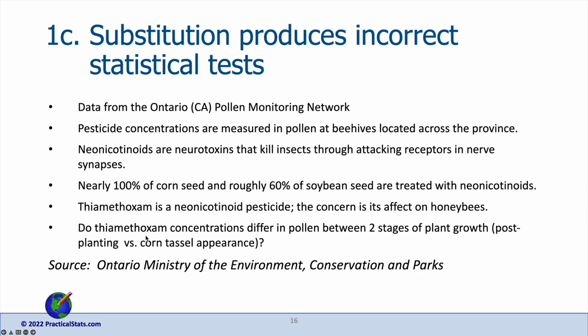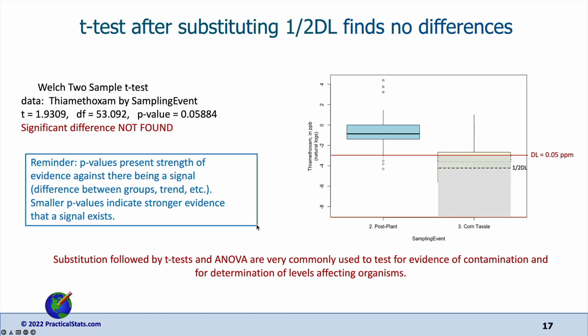Do the thiomethoxam concentrations differ in pollen located on the plant and picked up by the bees between two stages of plant growth, when the plant first emerges and then later on when the corn tassels appear? So we have these two. These are box plots again. The boxes are the middle 50% of the data. We can't see a lot of the data in the corn tassel, so the concentrations are lower, and they're clearly lower. And a good method should pick that up.